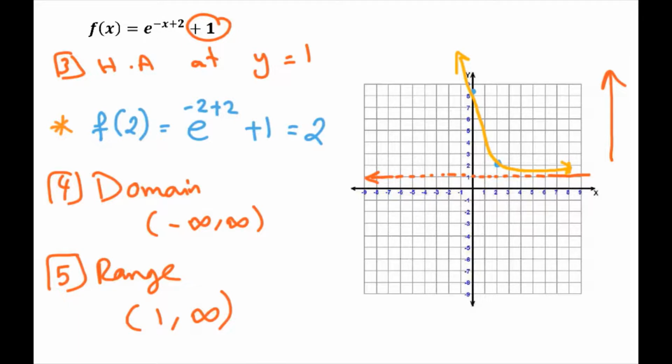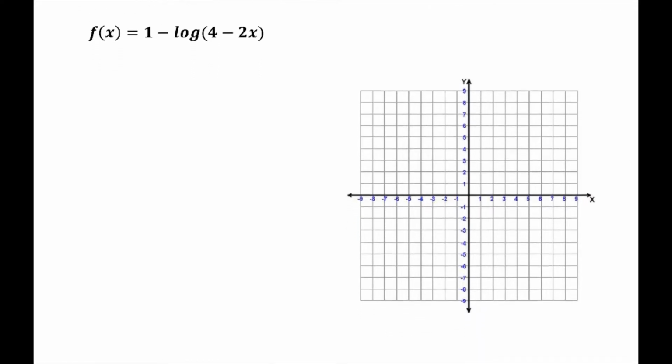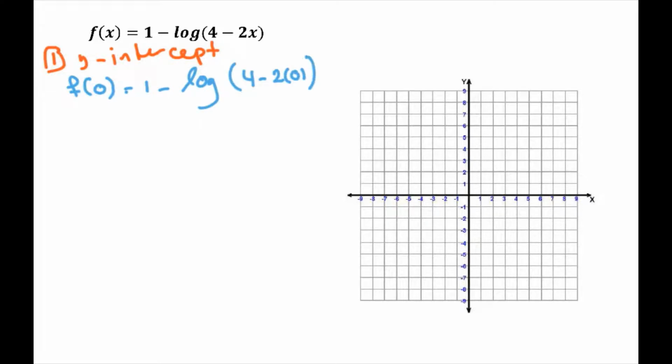Now we will move on to graphing logarithmic functions, okay? So we are going to move on now to the logarithmic functions. And again, we are going to follow the same steps. So let's look at this question here, which is 1 minus log of 4 minus 2x. And as I mentioned, we are going to do the same. So y-intercept, which is basically f of 0, 1 minus log of 4 minus 2 times 0. And by putting this in the calculator, you are going to get about 0.4. Okay, so 0.4 somewhere here. You can just fix it a bit, kind of.